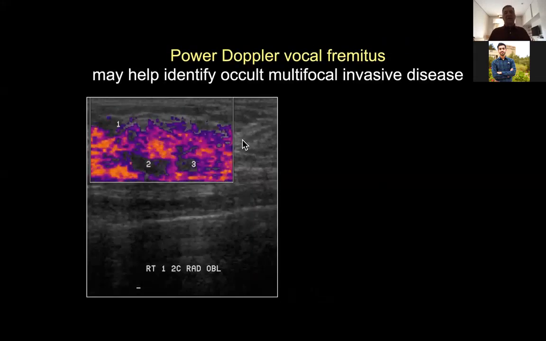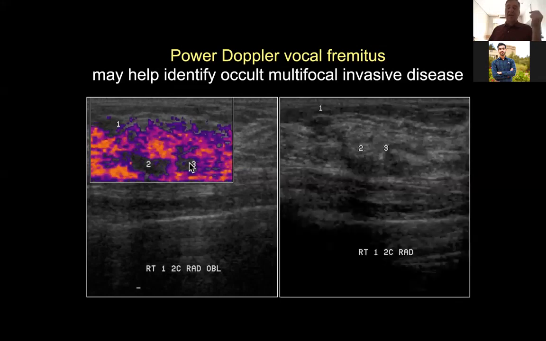So it's much easier to find 3 black holes in a sea of yellow or a sea of orange than it is to find 2 subtle satellite lesions that are just subtly more gray than their surrounding tissue. And in this case, once I found them, then I can optimize my image to show them.